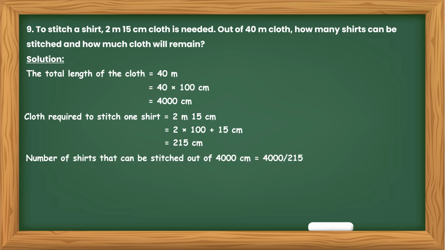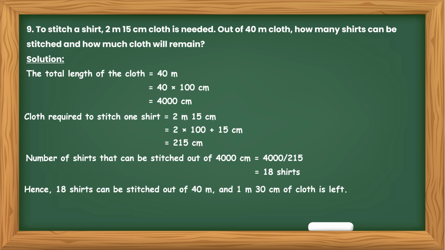4000 centimeter. So the number of shirts that can be stitched out of 4000 centimeter is 4000 divided by the length of cloth required to stitch one shirt, 215. When you divide, you get 18. So 18 shirts you will be able to stitch. 18 is nothing but the quotient which you get when you divide. Okay. And hence 18 shirts can be stitched out of 40 meter and 1 meter 30 centimeter of cloth is left. So the remainder which you get when you divide is the remaining cloth left over.